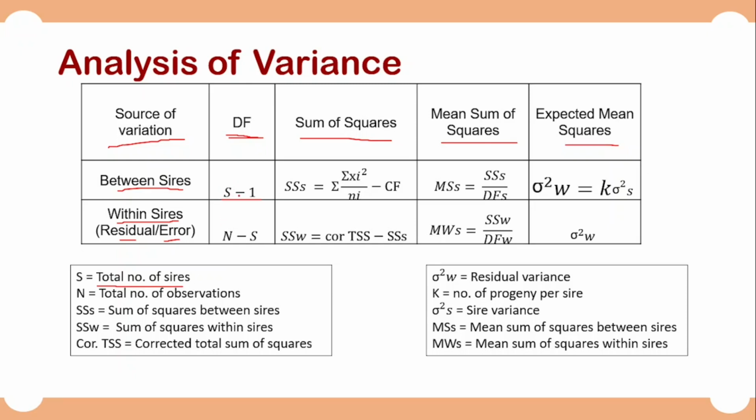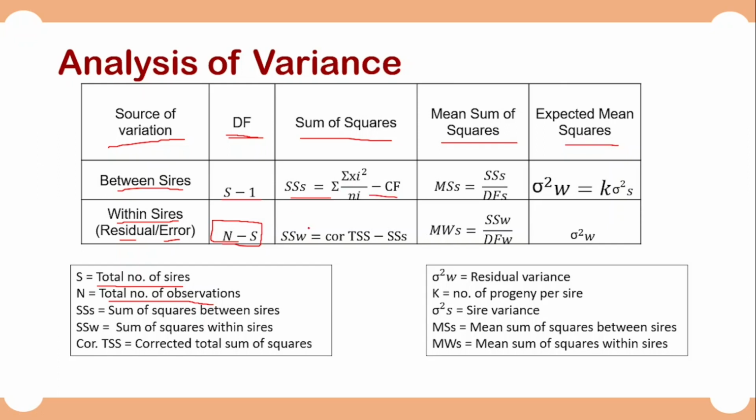So total number of sires minus 1 is the degrees of freedom for between sires. And to calculate the degrees of freedom within sires, the formula is n minus s. So this n is the total number of observations. So n is the total number of observations minus the total number of sires. To calculate sum of squares, we have this formula, on which I will talk later on.